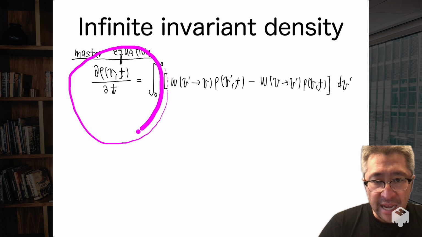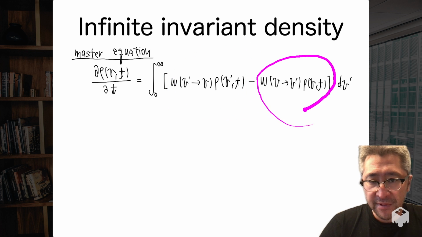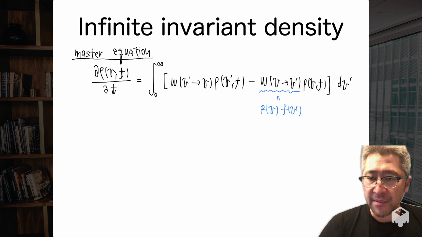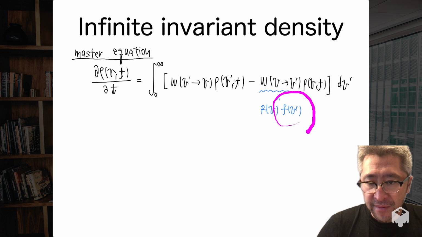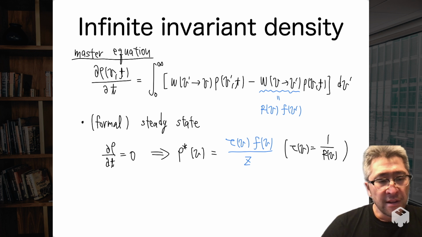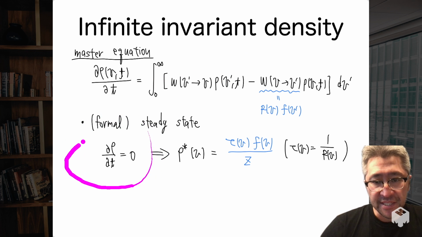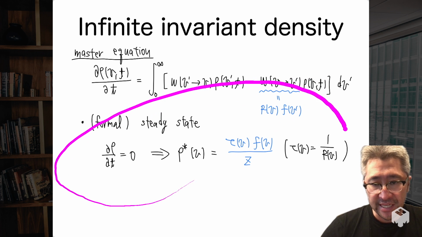So this is a time derivative, given by a gain term and a loss term. This W is a transition probability from v prime to v. So this transition probability is separable. I mean, this is just a multiplication of R(v) and F(v). There is a formal steady state. I mean formal. This is given by the left-hand side being 0. So this integrand is also 0. So this is the steady state.